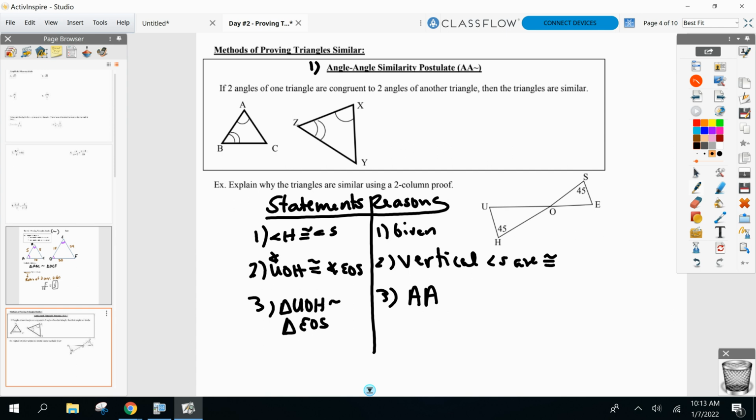Angle, angle. That's not bad. Just find 2 angles and we're good. So there's method number 1, angle, angle. Questions?